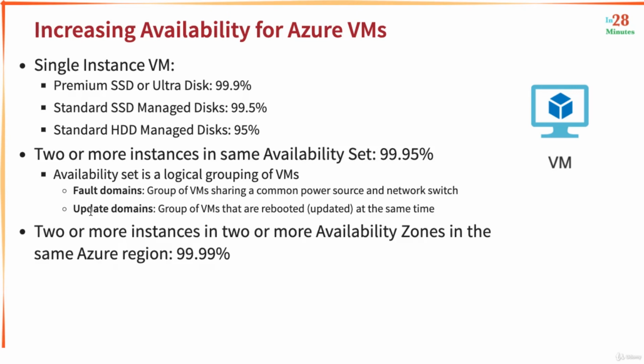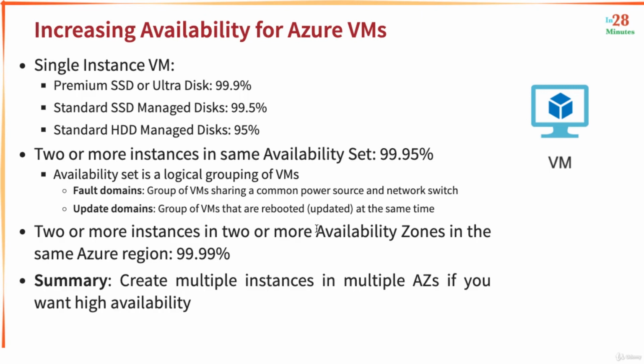To get even higher availability, what you can do is deploy 2 or more instances in 2 or more availability zones in the same Azure region. This gives you up to 99.99% availability. So over here, what we need to do is deploy 2 or more instances in different availability zones. You don't even want them in the same availability zone. They have to be in separate availability zones.